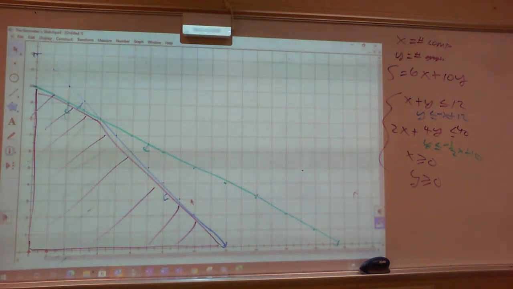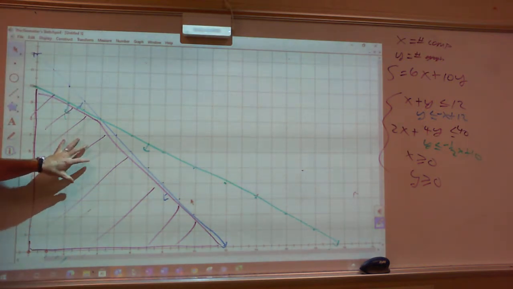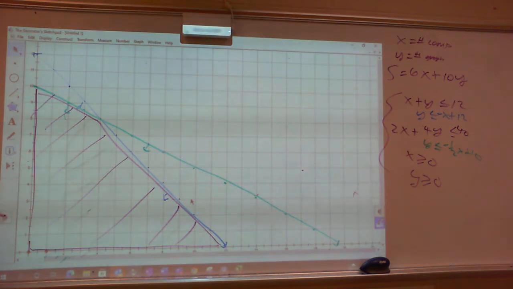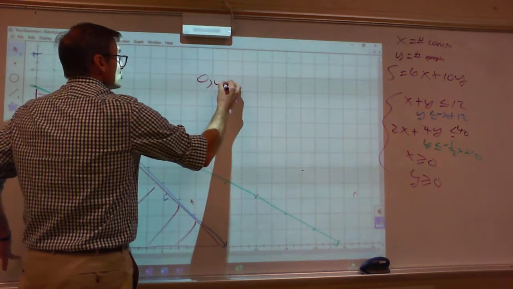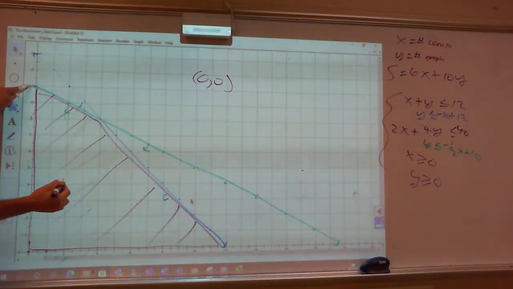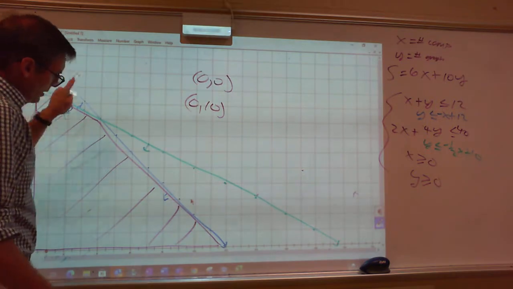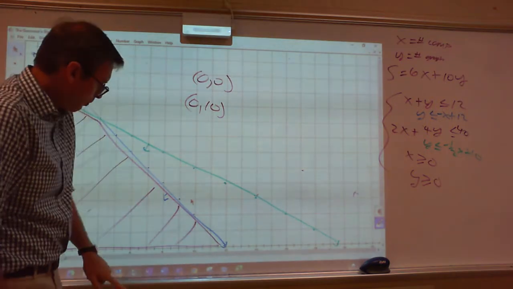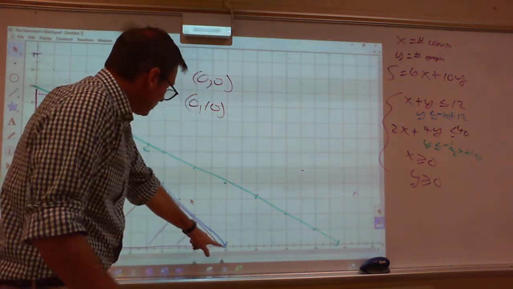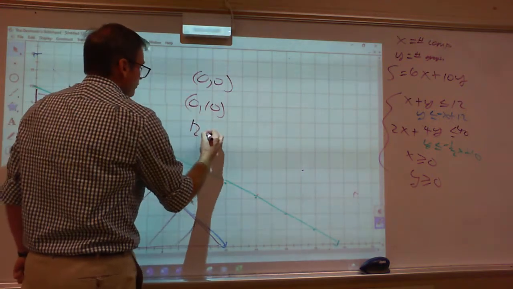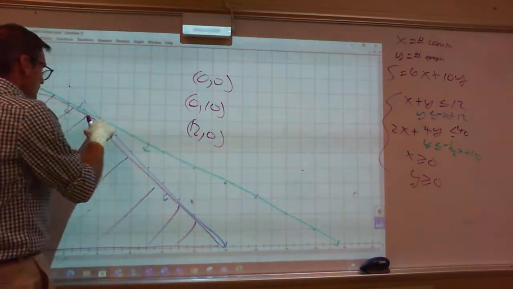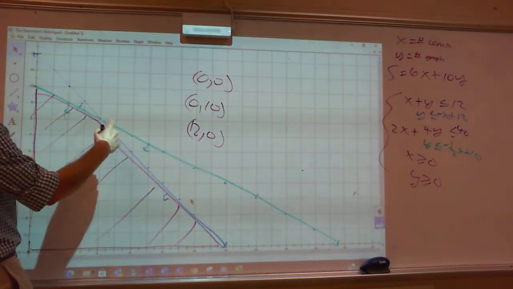Now our job is, once we've identified our feasible region, we are going to list all of our coordinates, all the boundary points. So we get a boundary point of 0, 0. This is a boundary point of 0, 10. This is a boundary point of 12, 0. And this is a boundary point of, looks like 4, 8.